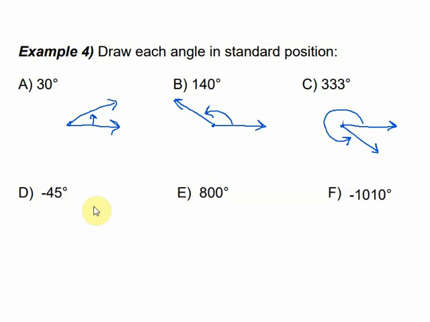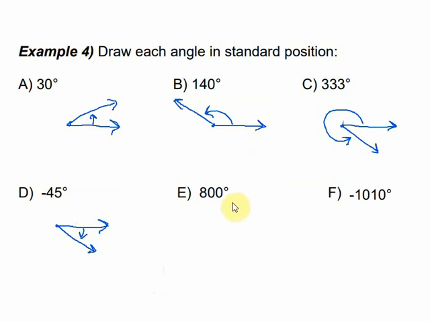Here we have a negative angle. It's a negative 45 degrees, so we know that we're going to be traveling in the clockwise direction. We start again with our initial side, and this time instead of going this direction, we're going to go this direction. 45 degrees would be halfway to our 270 mark. And we're traveling in the clockwise direction, so that would be a negative 45 degrees.